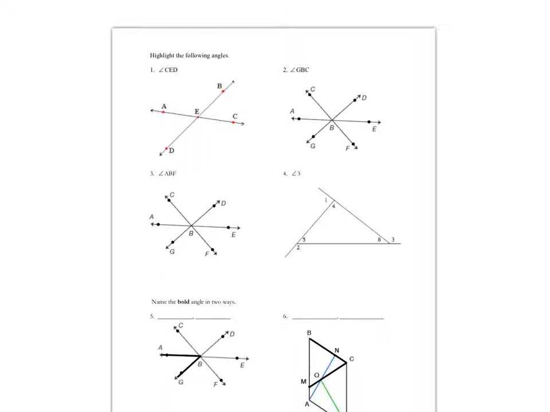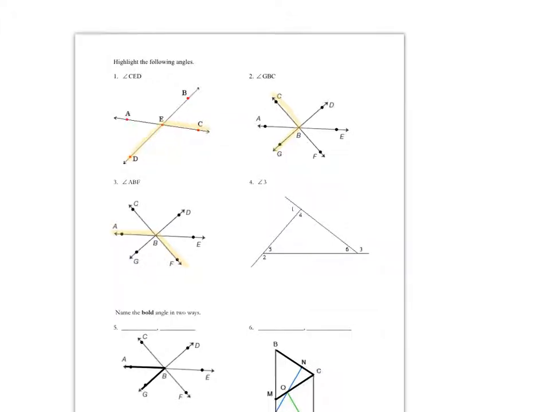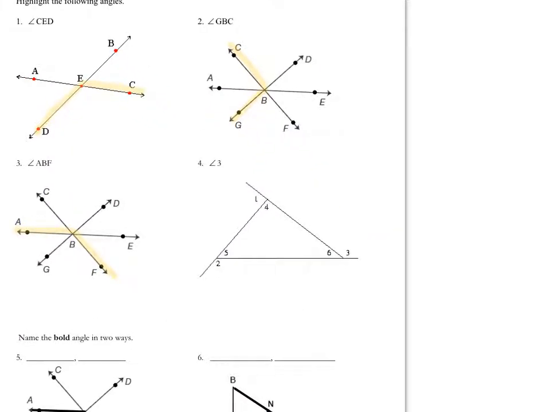Alright, so highlight the following angles. CED. Start at C, go to E, go to D. GBC. ABF. Angle 3. So angle 3 is way over here. So now I need to, 3's in the corner, I label the rays that are connecting angle 3. So this would be my angle 3.